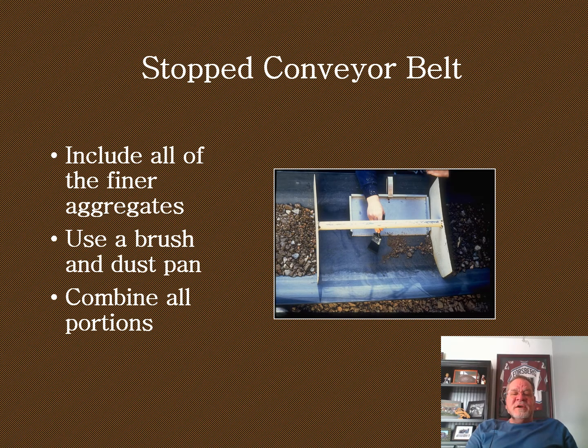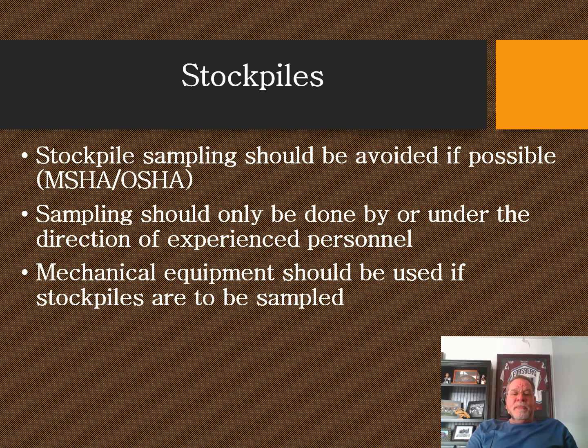You can see our technician here is cleaning the belt using a brush and a dustpan to get all the fine particles. Once all those particles have been collected, if you have more than 1 cut, you would combine those for one sample. From a stockpile, you'd want to avoid the outer edges of the stockpile, and it's important that you follow all safety guidelines when you're in and around a pit or a plant.